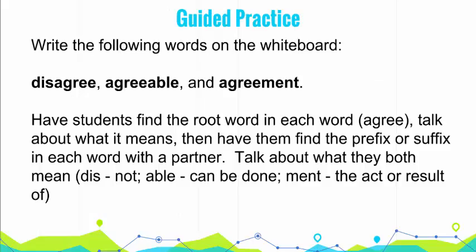The guided practice portion of this lesson will be around 10 minutes as well. Start by writing the words disagree, agreeable, and agreement on the board. Have the students talk with a partner about the root word that occurs in all 3 words and the affixes that are added to the words. Listen to their conversation to make sure they can locate the root word, that they know what the root word and affixes mean, and to see if they can determine the meaning. After students have had a chance to share their thinking with a partner, have them share with the whole group while you document their thinking on the anchor chart.